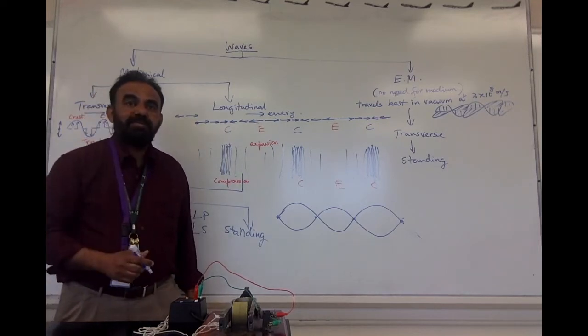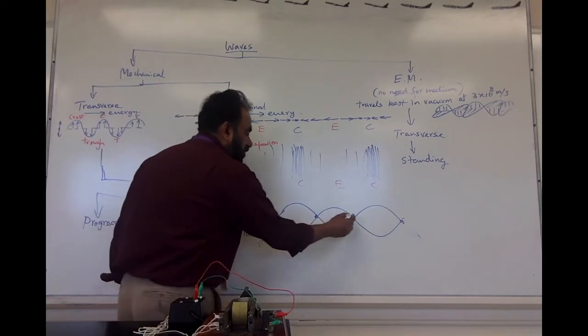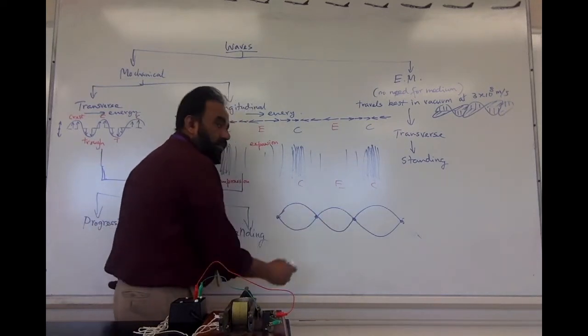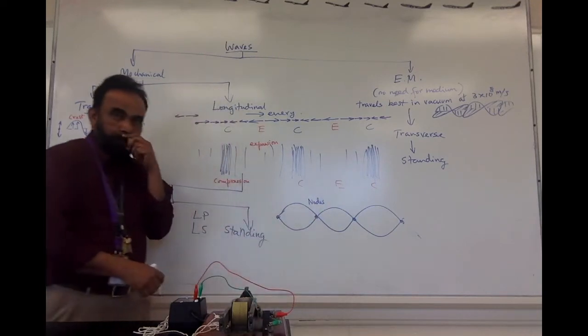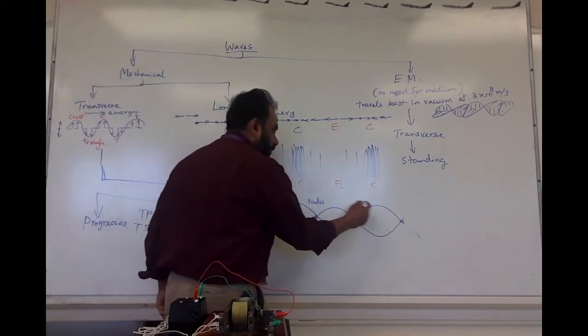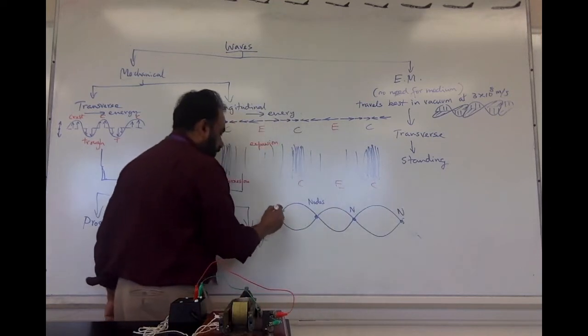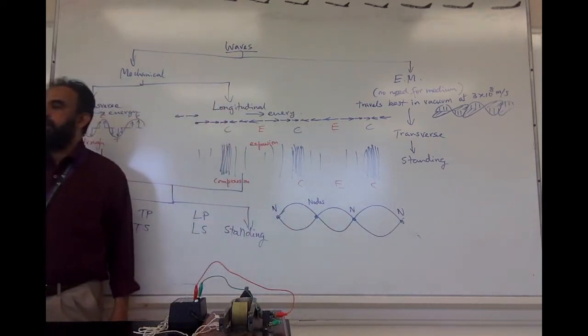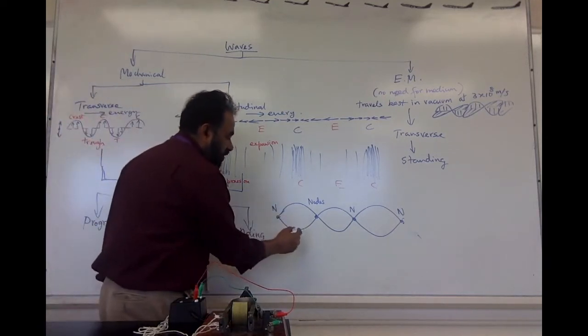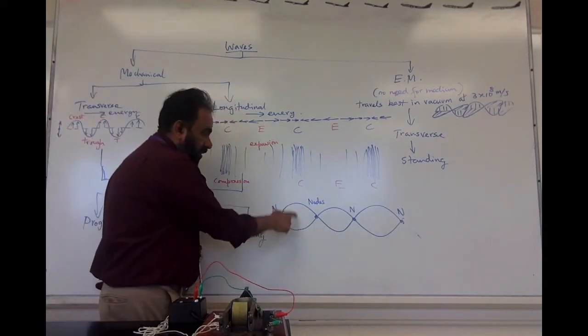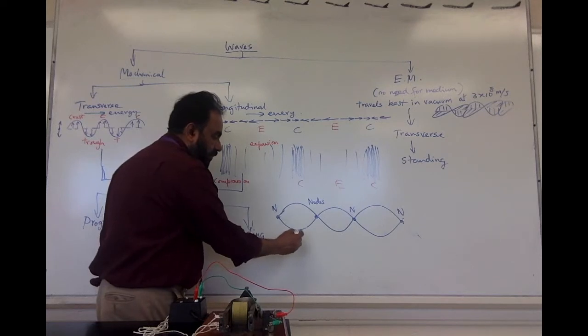Zero disturbance, permanent positions of zero disturbance, called nodes. It forms permanent positions of zero disturbance called nodes and permanent positions of maximum disturbance, like here, called antinodes.